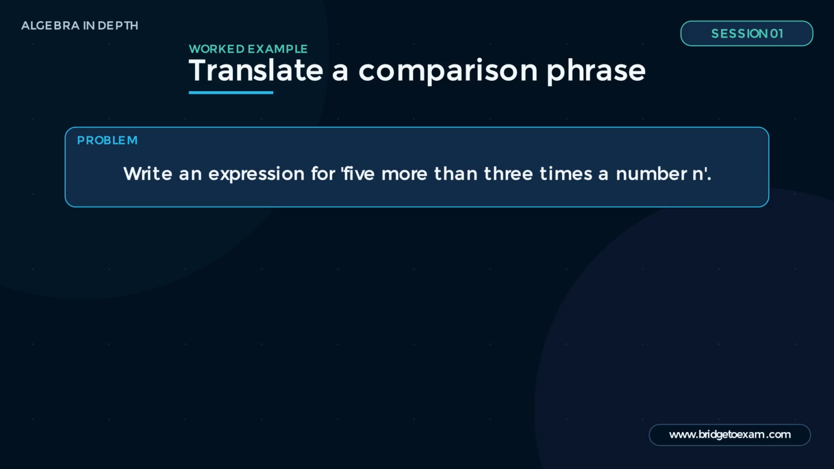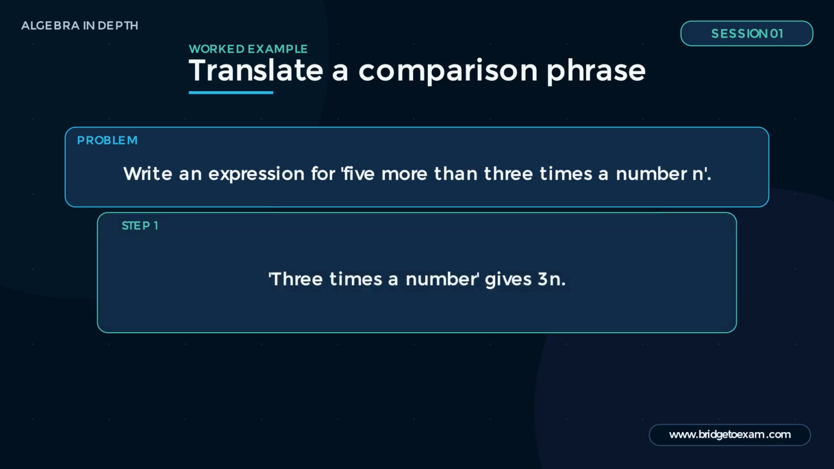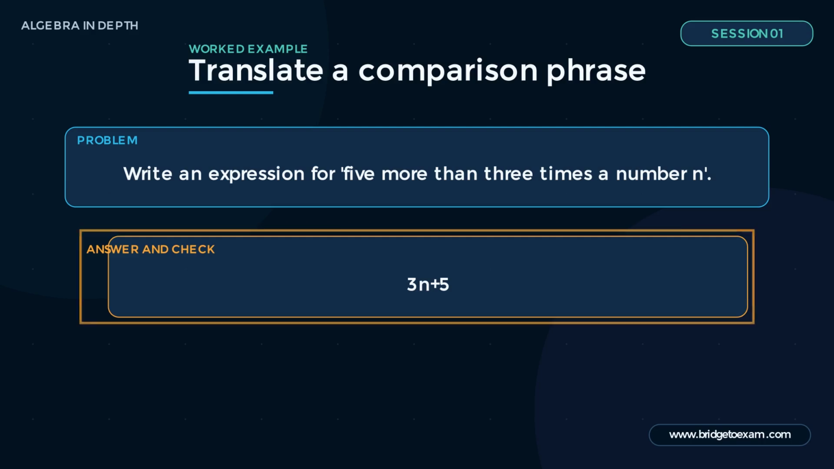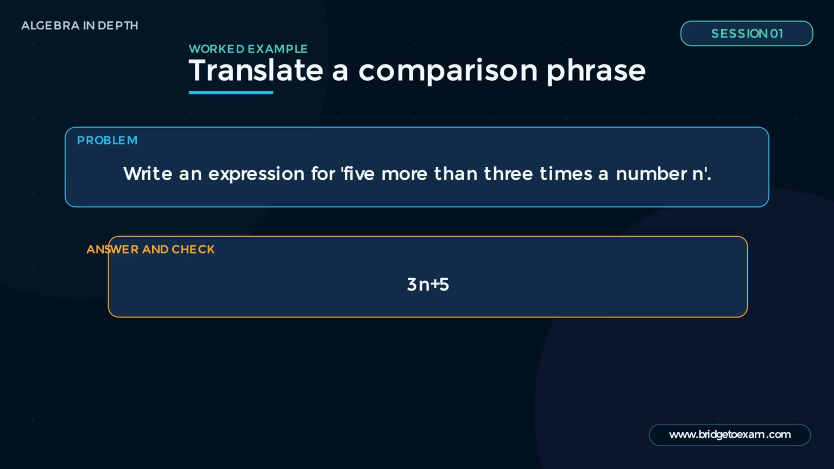Worked example. Translate a comparison phrase. Write an expression for 5 more than 3 times a number n. Step 1. 3 times a number gives 3n. Step 2. 5 more than adds 5 to that complete quantity. Step 3. The expression is 3n plus 5, not 3n plus 5. The final answer is 3n plus 5. Check that it satisfies the original conditions and carries the correct units.